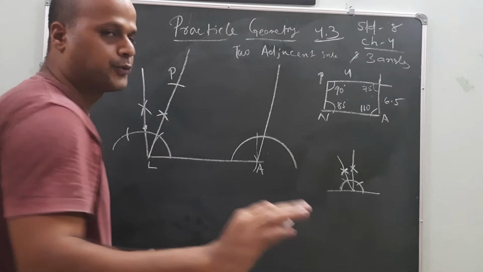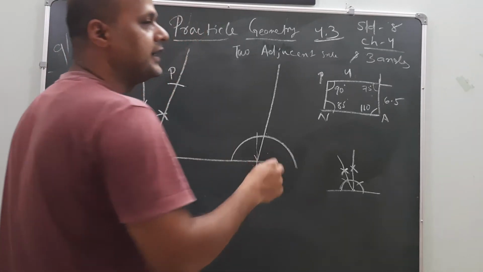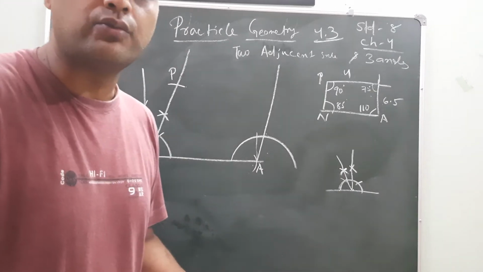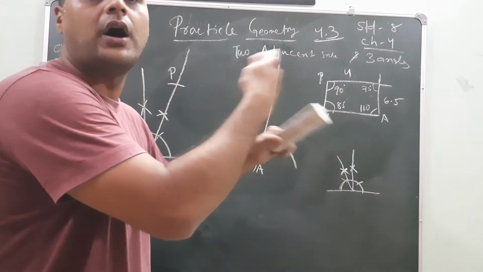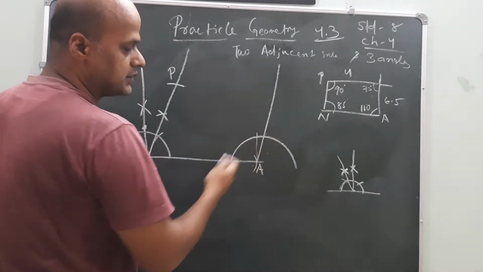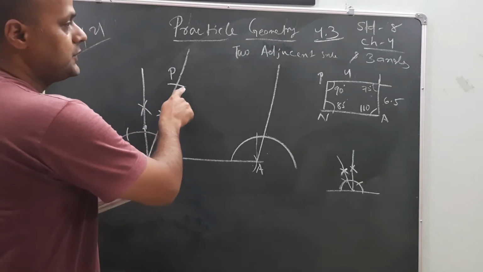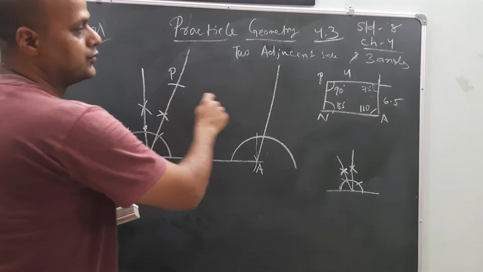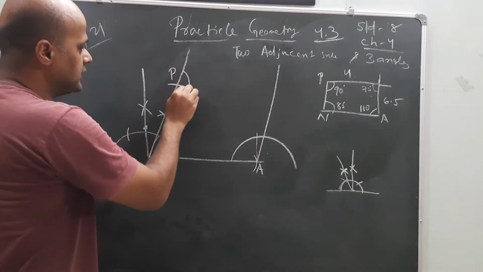This one with the help of protractor you have to do it, my dear friends. So A is coming here, because 110 is which angle? It is an obtuse angle, so it will be away, coming a little bit outside. So how much? 110 is there. Now from P, what is the angle given? 90 degrees. So draw 90 degrees here.